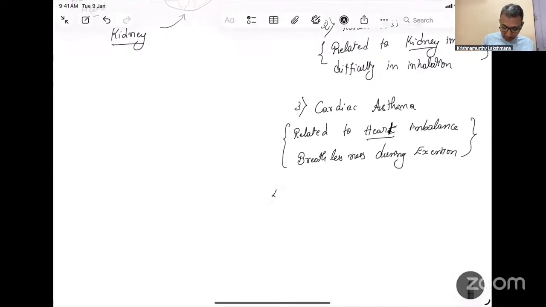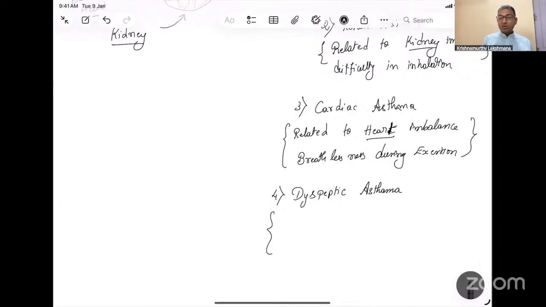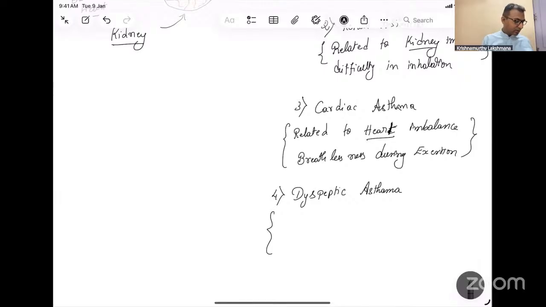Now, the fourth one is dyspeptic asthma. Dyspeptic means related to digestion. Asthma due to poor digestion and nervous reflexes through the vagus nerve is called dyspeptic asthma. So related to poor digestion.